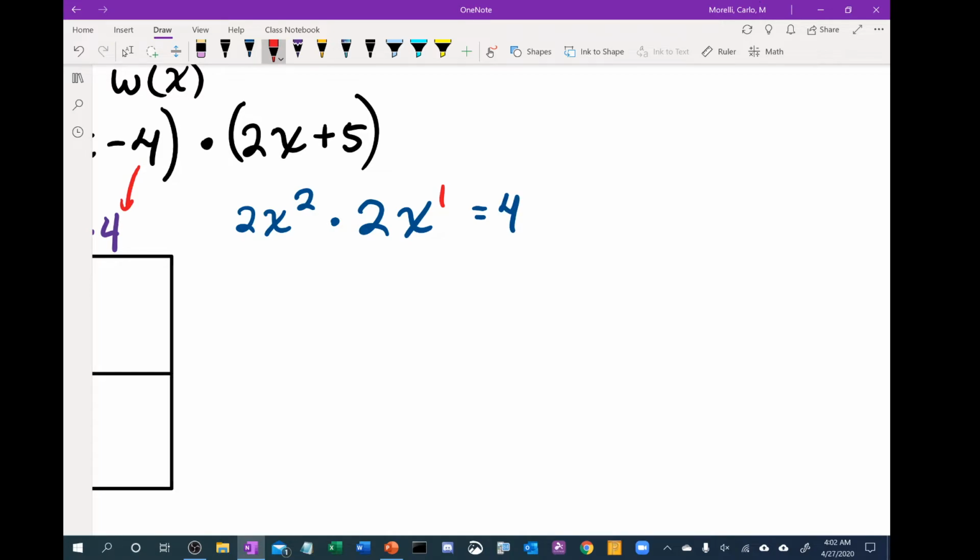Well, the product rule for exponents says that when the bases are the same, and these bases are the same, you just add these exponents. Okay, so what is 2 plus 1? Well, it's 3. So what that means is 2x squared times 2x to the first equals 4x cubed, or 4x to the third. 2 plus 1 is 3.